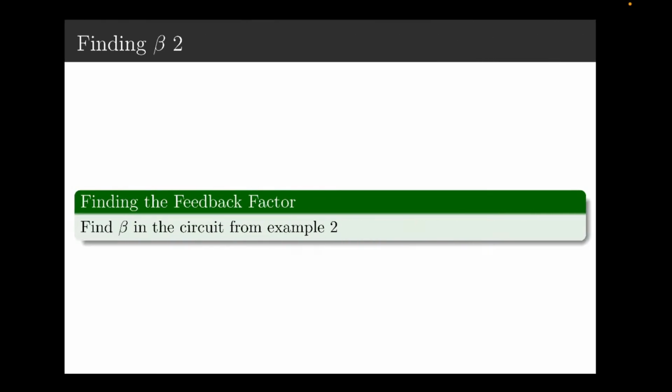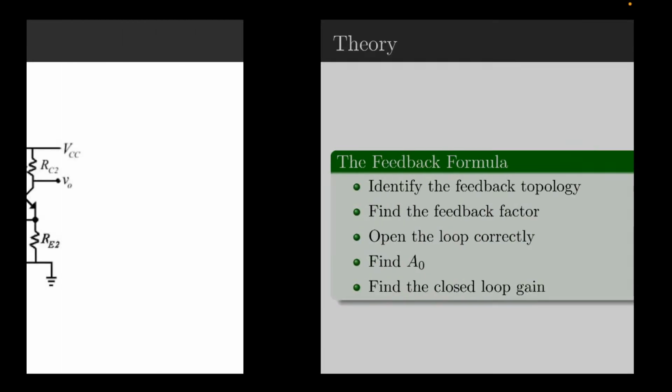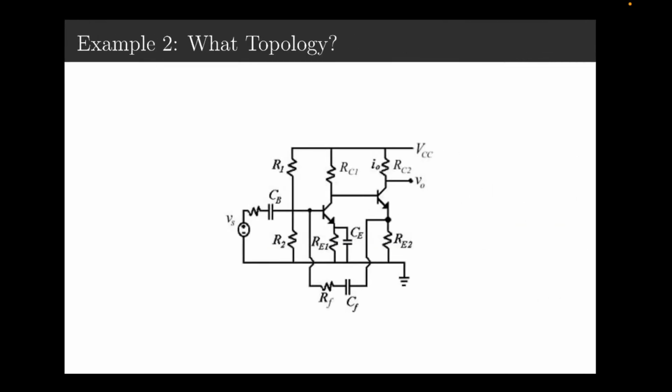Okay, next question. We're going to find beta again. So let's scroll back. This one's a little bit harder to spot, but it's a current divider. So we're just going to get beta equals minus RE2 over RE2 plus RF. And I've obviously shorted CF in this case. Okay?